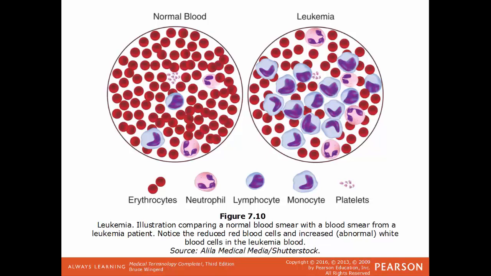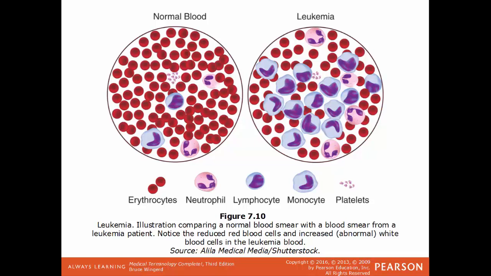Alright, in this illustration, we have a comparison of normal blood versus blood with leukemia. In the circle on the left here, you have an example of how a normal blood sample would look. Most of the cells you would see are red blood cells. Then you would have a variety of different white blood cells scattered throughout. And there's a legend of what all the images are here at the bottom.